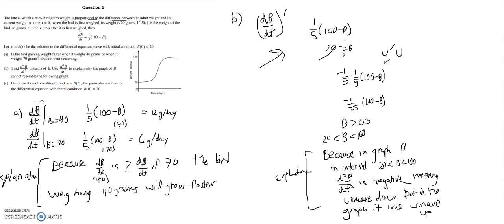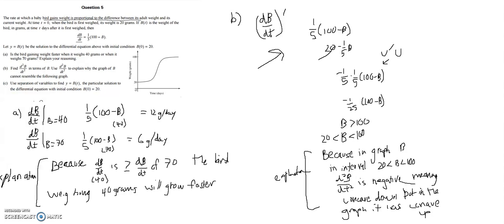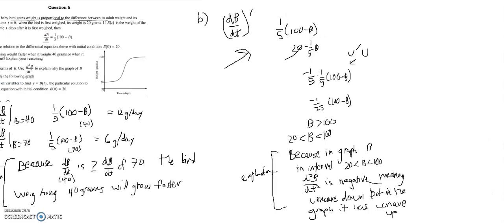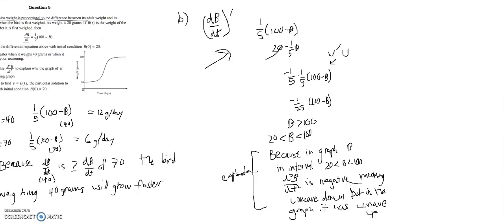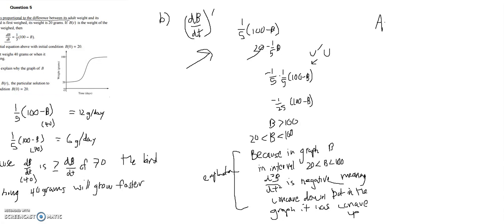And now we'll use C. Using separation of variables, find y equals B of t, the particular solution to the differential equation with the initial condition B of 0 equals 20. So what you would do, it provided the bird gains weight proportional. So you know the end product. It would be something around a e to the kt. Meaning there's a constant here and it's to the e power because it's proportional to the difference, and this is time. So we're finding that.